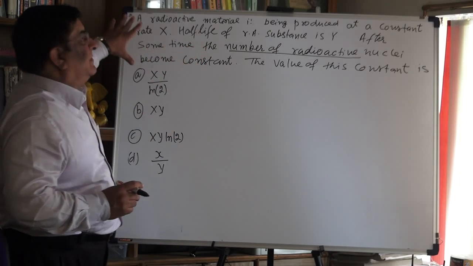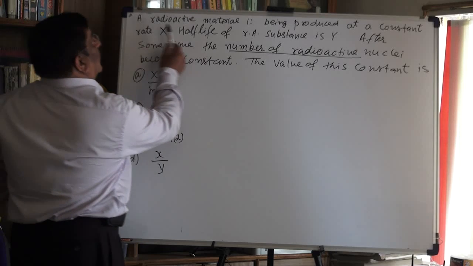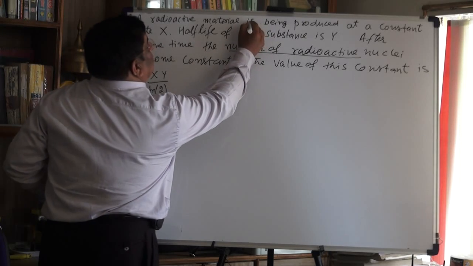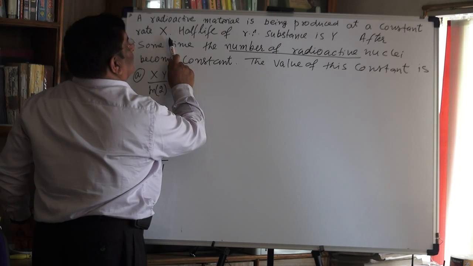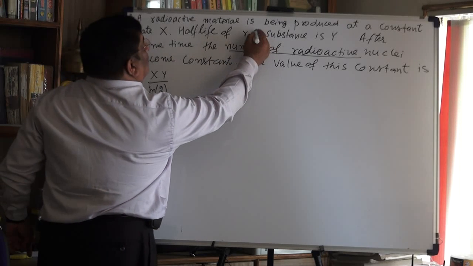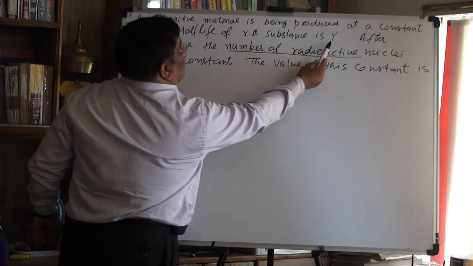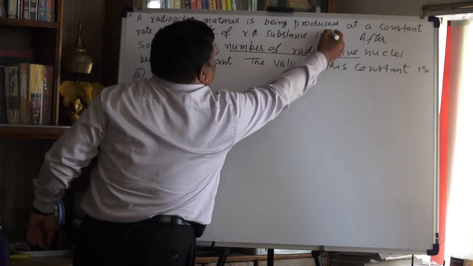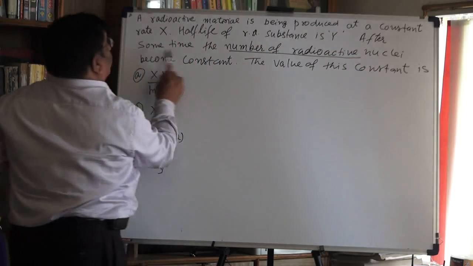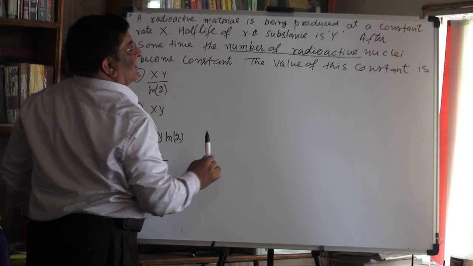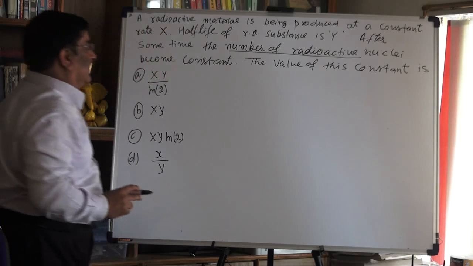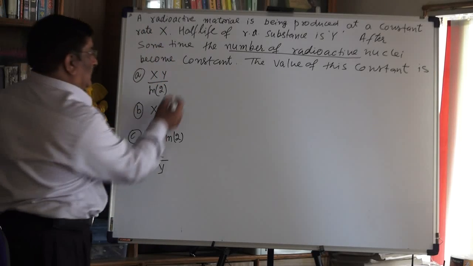From the radioactivity topic, we have this numerical. A radioactive material is being produced at a constant rate x. Half-life of radioactive material is y. After some time, the number of radioactive nuclei become constant. What is the value of this constant? And there are four options.